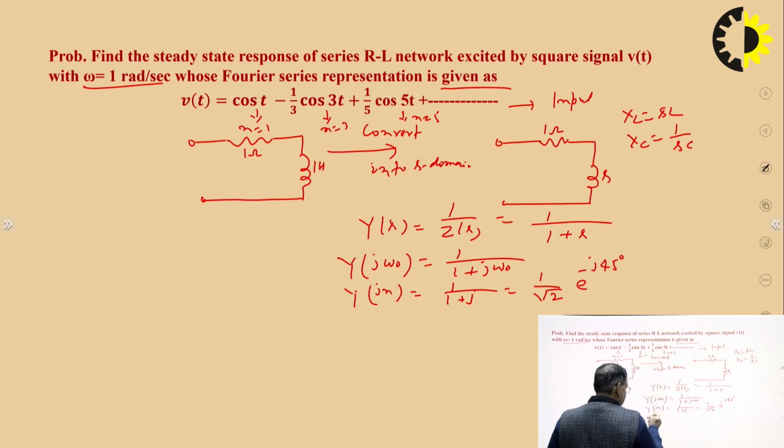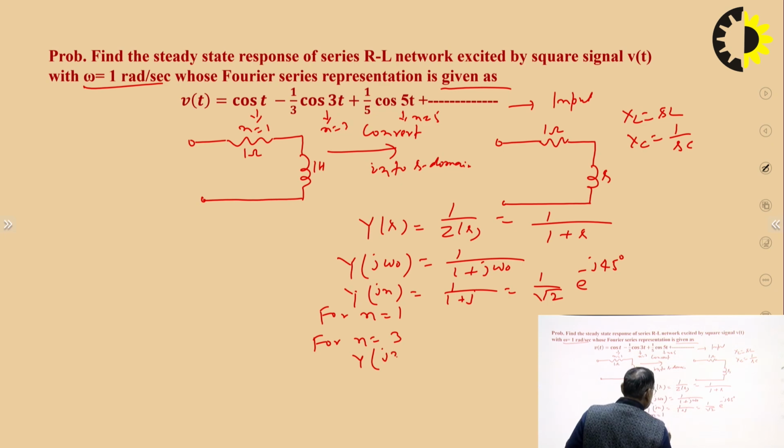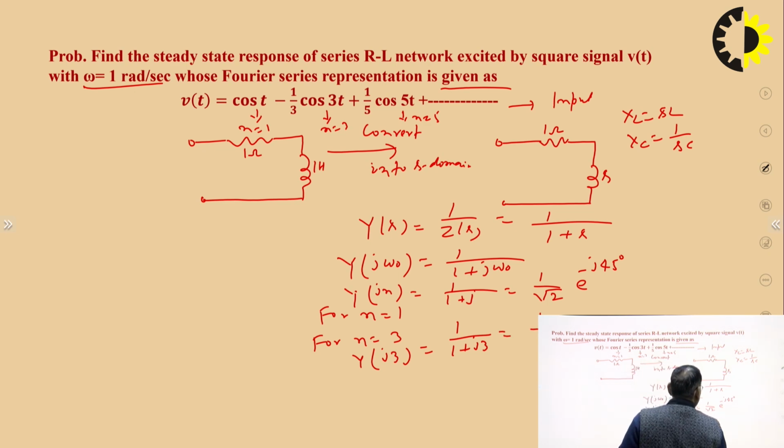So for n equal to 1, and for n equal to 3, Y(j3) is 1 by 1 plus j3. So what is the magnitude? The magnitude is 1 by root over 1 plus 9.